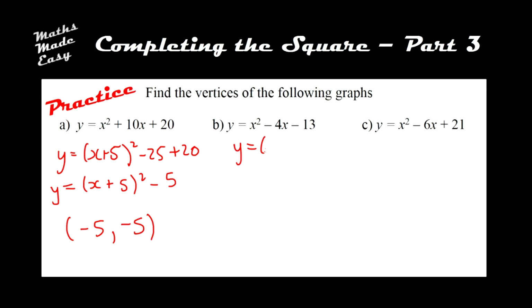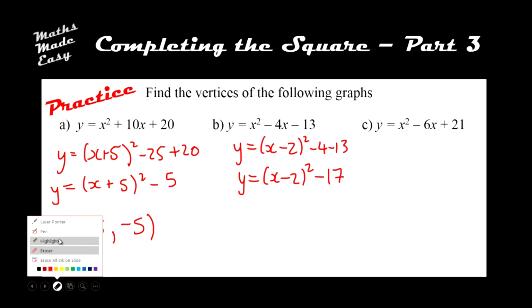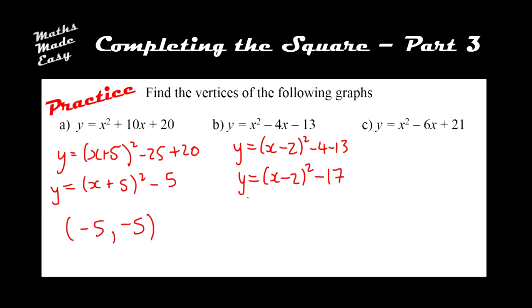This next one, I get y equals x subtract 2 all squared, subtract 4, subtract 13, y equals x subtract 2 all squared, negative 4 subtract 13, negative 17, so I get a vertex of positive 2, that's the opposite sign of negative 2 here, and then negative 17.